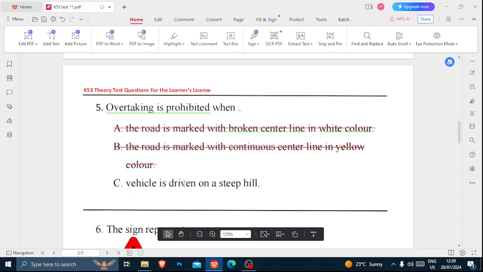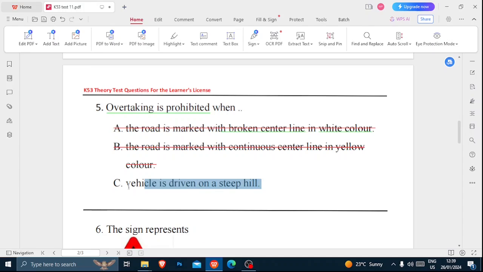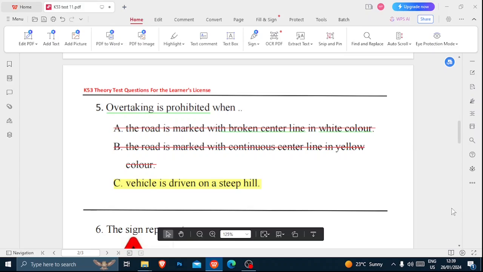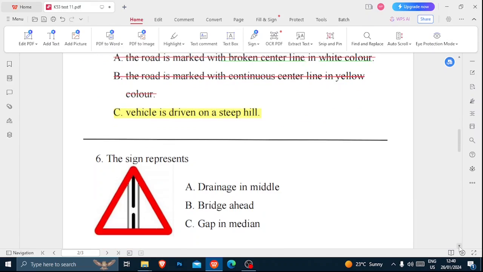Option C, when the vehicle is driven on a steep hill. So this one is incorrect. It is not advisable to overtake on a steep hill, because you may not be able to see the oncoming traffic, right? So your field of vision to see the oncoming traffic is obstructed.